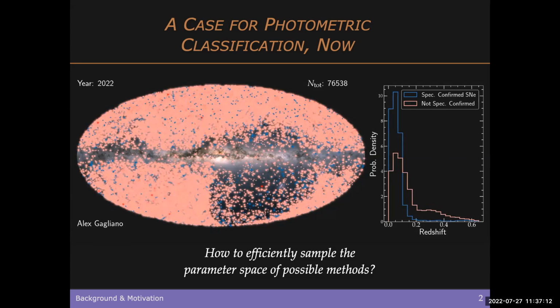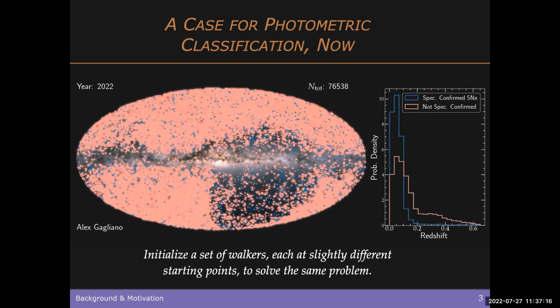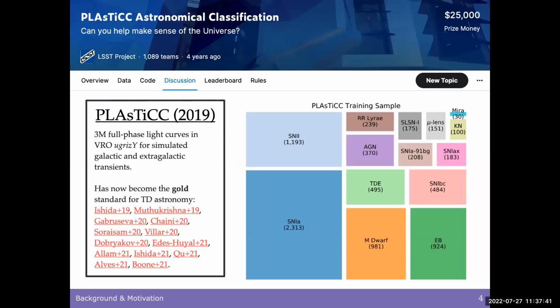Well, there are some Bayesian people in the audience, so if you would go about sampling the space, potentially what you might want to do is initialize a set of walkers, each at slightly different starting positions, and each task them with solving the same problem. And they'll do it maybe a little bit differently, but if they all converge on a similar solution, this tells you that the solution is probably pretty robust. And this was actually done in late 2018, early 2019. The walkers were people, and the challenge was called PLAsTiCC.